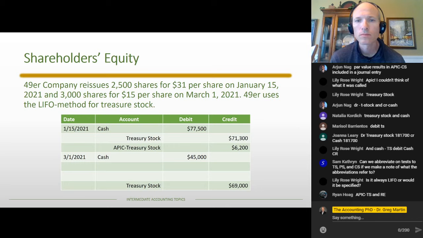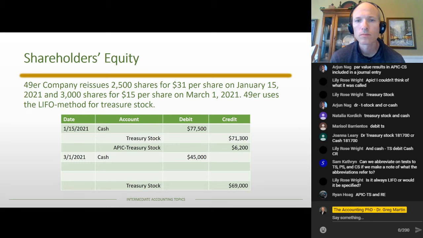And then in the second case, the cash that we receive is less than the amount that we have for our treasury stock, and so that's more like a distribution. And if you remember, the first thing that we distribute is any APIC Treasury stock, and in this case, the APIC Treasury stock account balance is $6,200. And then any distributions above that amount are distributed out of retained earnings, which is where the $17,800 comes from. And so everyone was on track there.